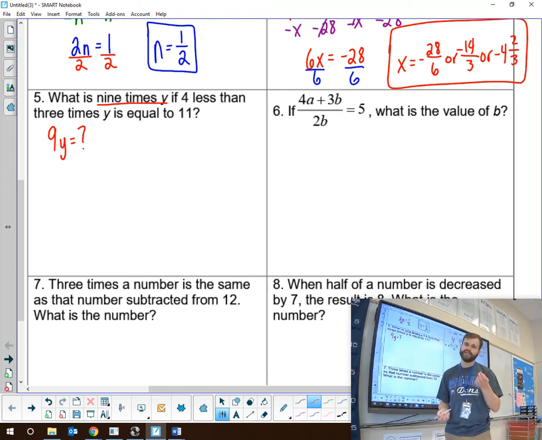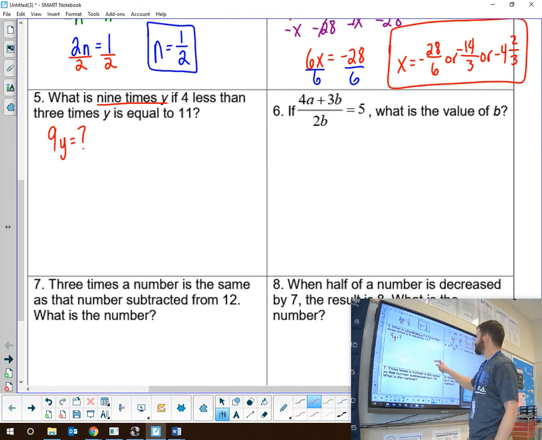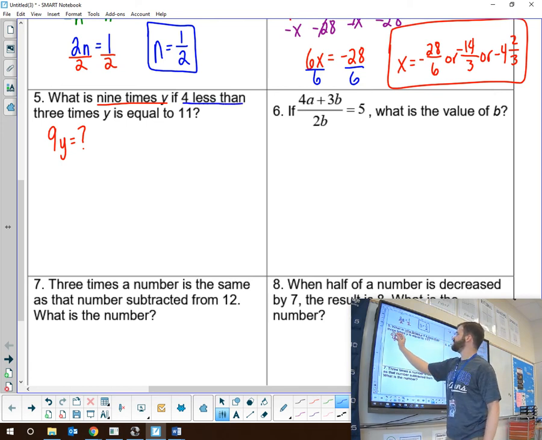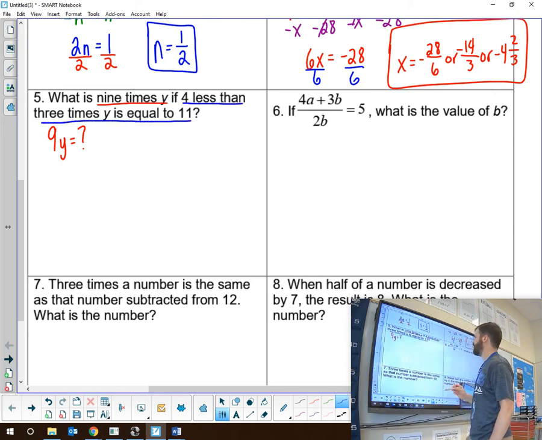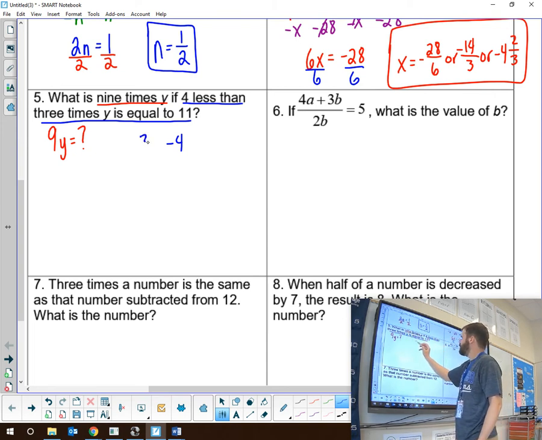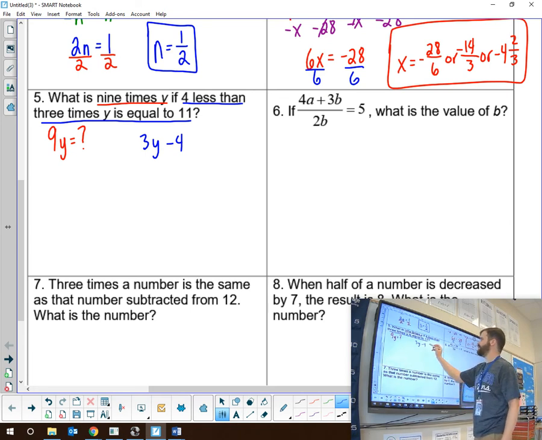Well, to figure out what 9 times y is equal to, I have to, of course, first figure out what y is equal to. So I'm going to use this second part to figure out what y is. So, if 4 less than 3 times y is equal to 11. So 4 less, that means I'm subtracting 4. We're taking away 4, so we're going to put a minus 4 in here. Then 3 times y. So 4 less, minusing 4 away from 3 times y, is equal to 11.